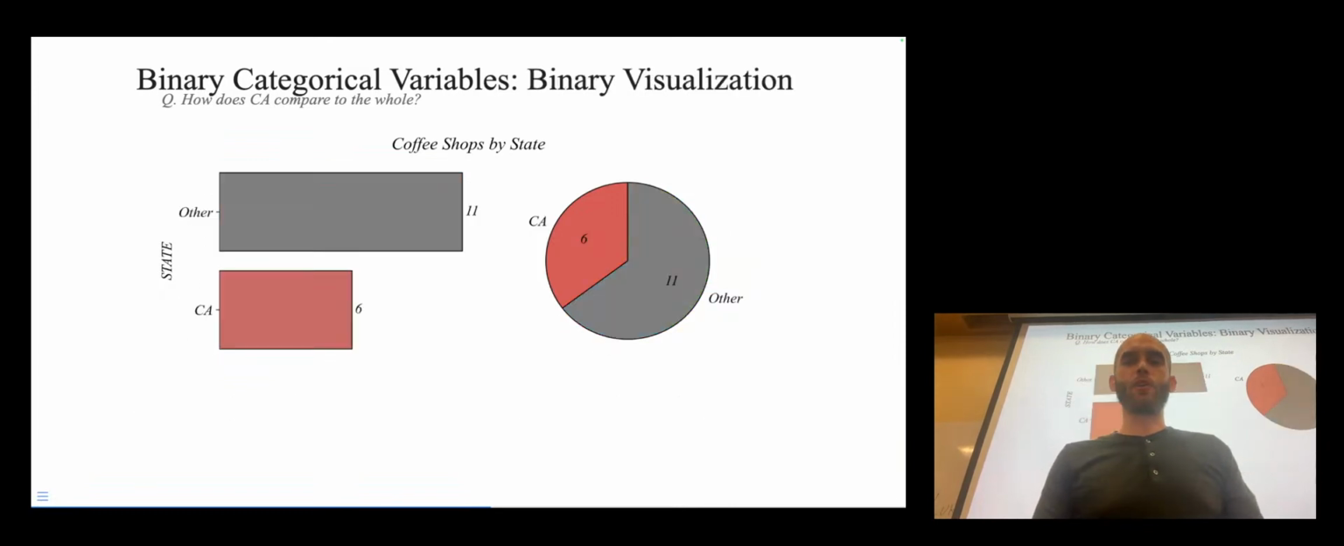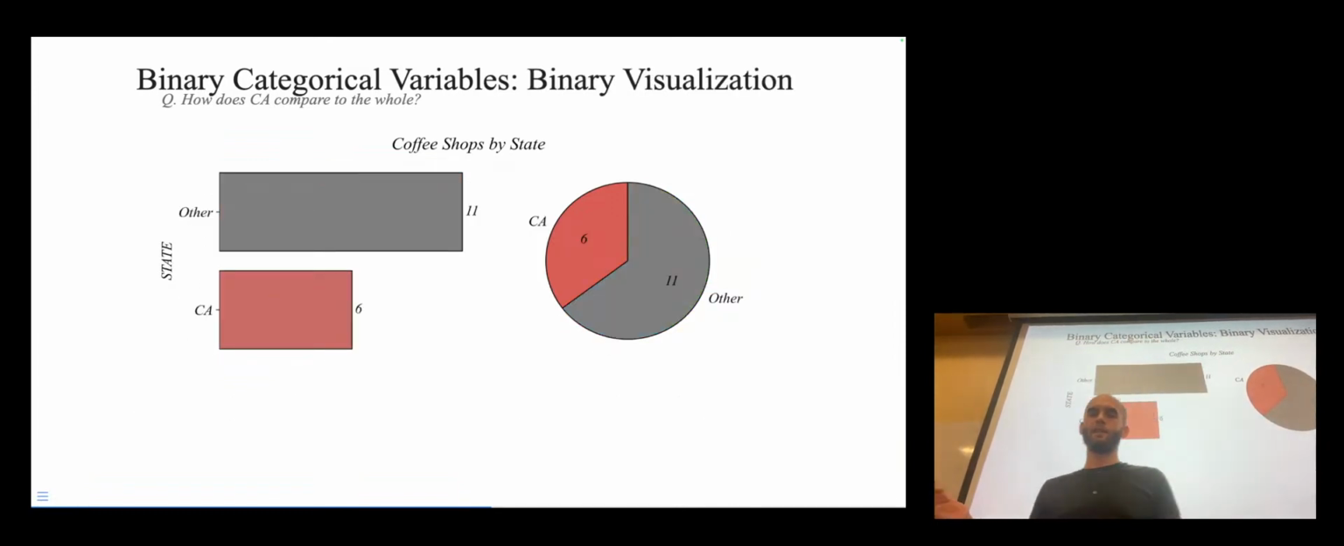This is a binary categorical variable. It could look like this. So we have two categories now. You're either a coffee shop that's in California, or you're a coffee shop that's not in California. The bar chart looks fine. We have two categories. And the pie chart also looks fine.